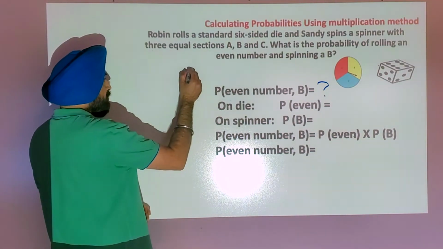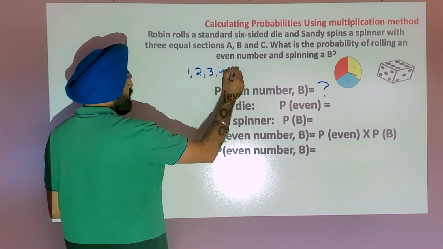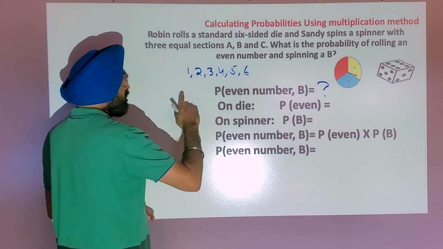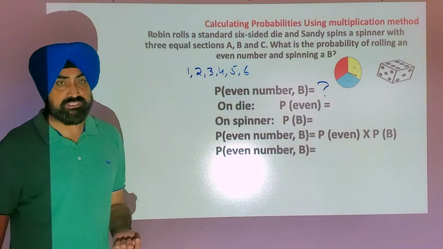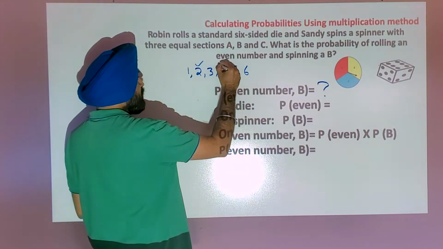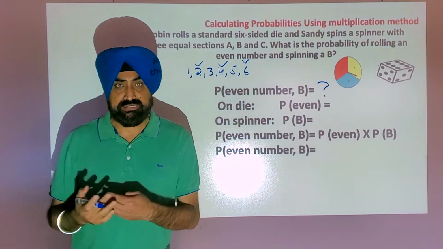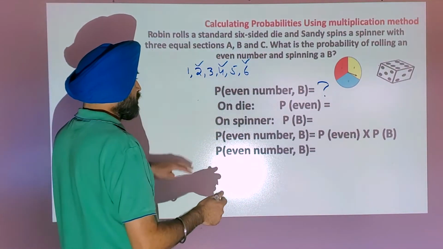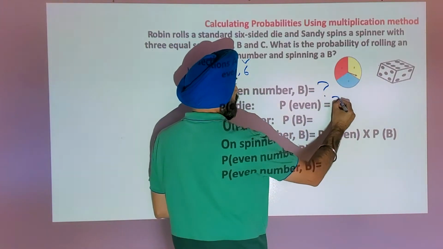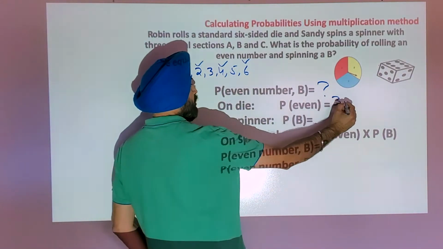See, on the die there are six numbers, 1, 2, 3, 4, 5, 6, and they are asking about an even number. So how many total possibilities? 6 possibilities. And how many numbers are even? 2 is even, 4 is even, 6 is even. So favorable possibilities are 3 and total are 6. So what is the probability on the die that an even number comes? 3 over 6, which you can reduce to 1 over 2.